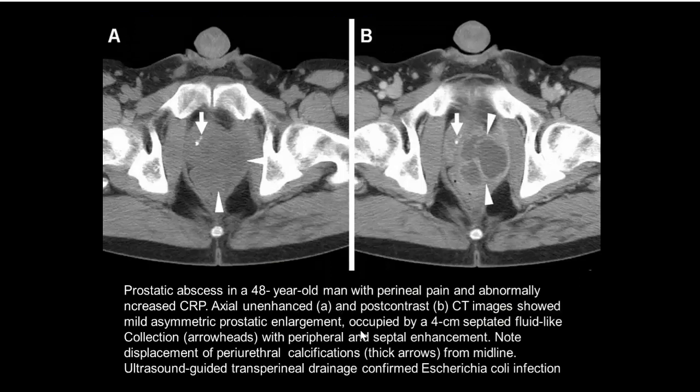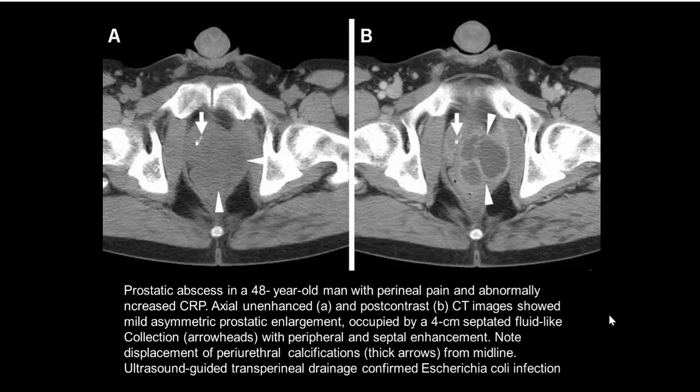This is a prostatic abscess in an old man with perineal pain and abnormally increased chronic CRP. Axial non-contrast and post-contrast CT show asymmetric prostatic enlargement occupied by a 4 cm septated fluid collection with peripheral and septal enhancement. We note displacement of the periurethral calcification.